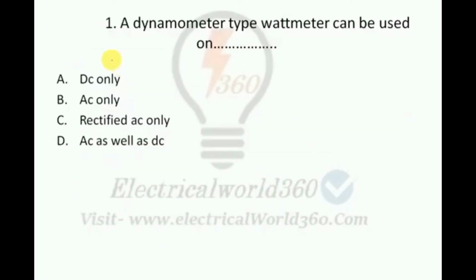So this is the question number 1. A dynamometer type wattmeter can be used on DC only, AC only, rectified AC only, AC as well as DC. So in this case, the option number D is the right answer. A dynamometer type or electrodynamometer type instrument can work on both AC and DC. So that's why here the option number D is the right answer.